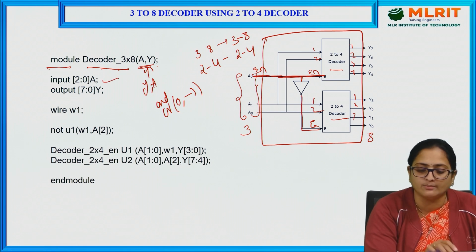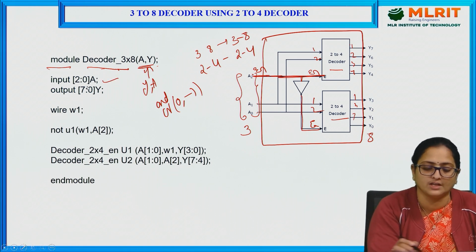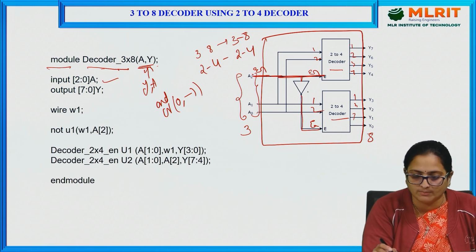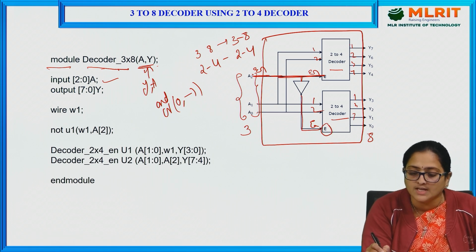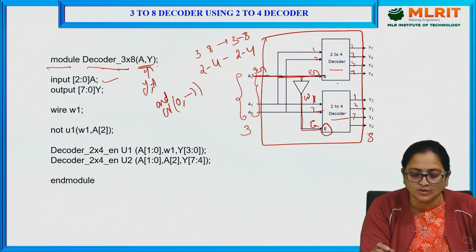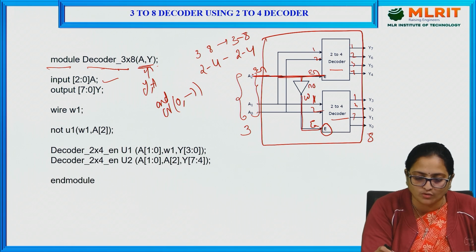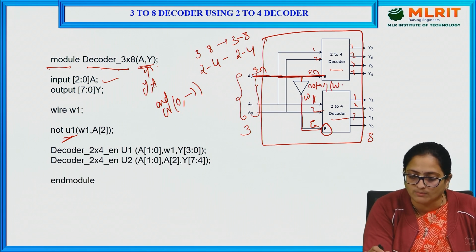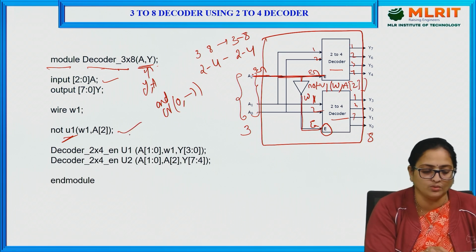So I am declaring the input A[2:0], that is 3 inputs, and output Y[7:0], and I have taken the wire W1 because A2 has to be given to the NOT gate, and the output of the NOT gate will be the input for the second 2 to 4 decoder, that is this wire W1. So here NOT is a primitive, and the NOT instance is given the name U1, the NOT output is given as W1, and the input of NOT is given as A[2]. So this is how you can write it.